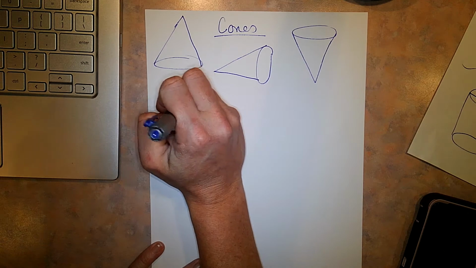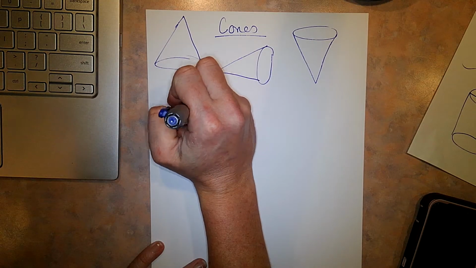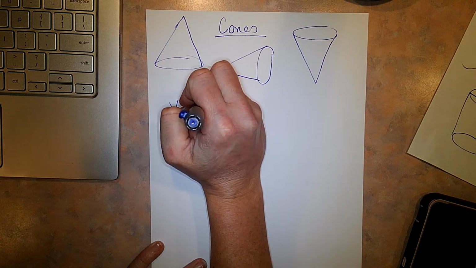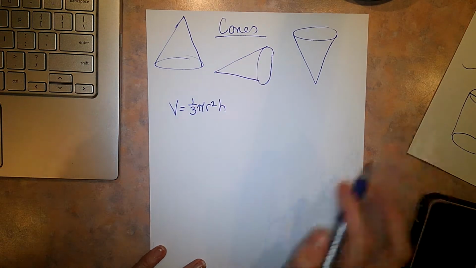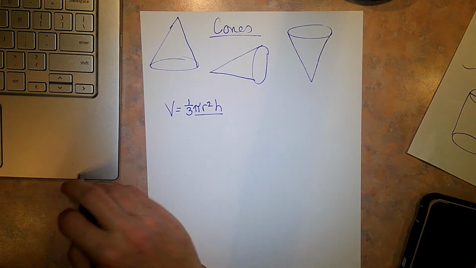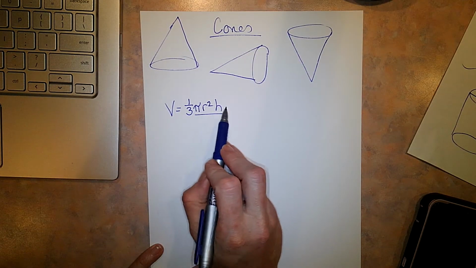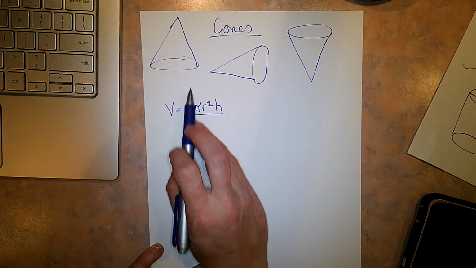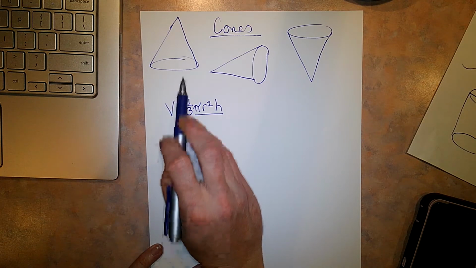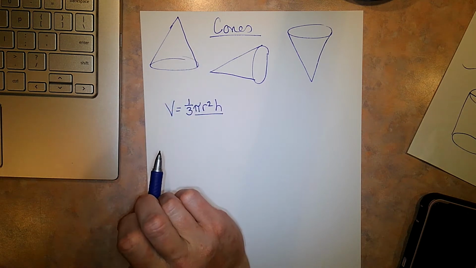For a cone, the volume formula says 1/3 times pi times the radius squared times height. Now, if you notice, this is your formula right here for the volume of a cylinder that we talked about yesterday. A cone is 1/3 of a cylinder. It takes 3 of these to fill up a cylinder.